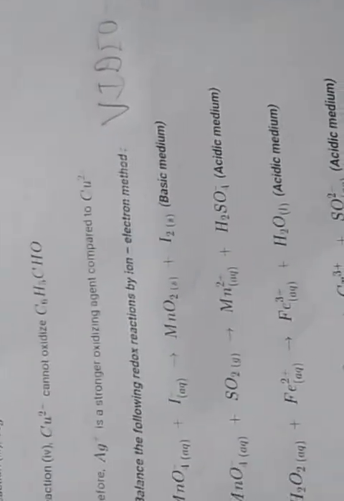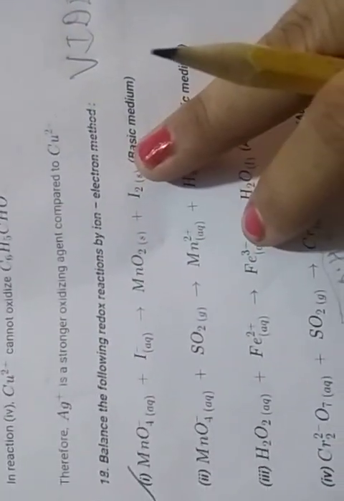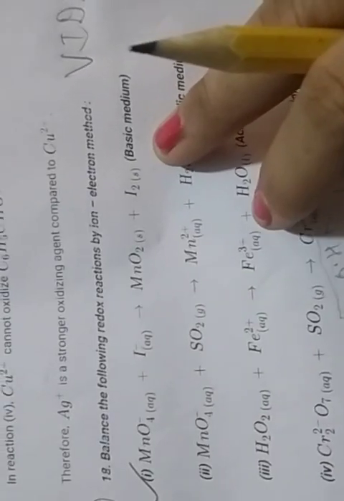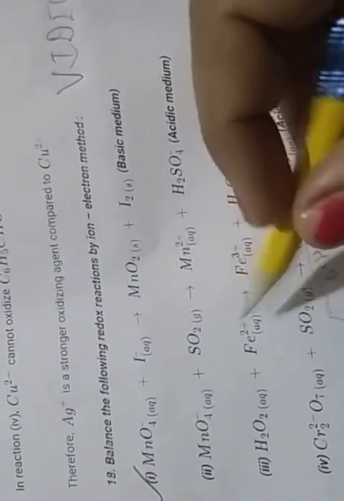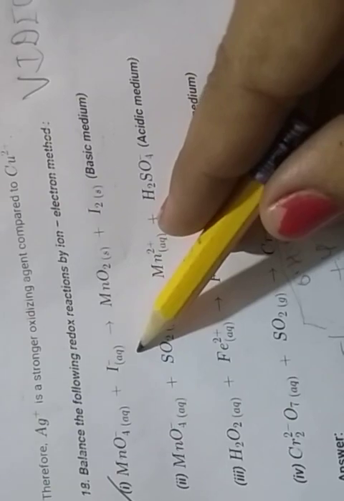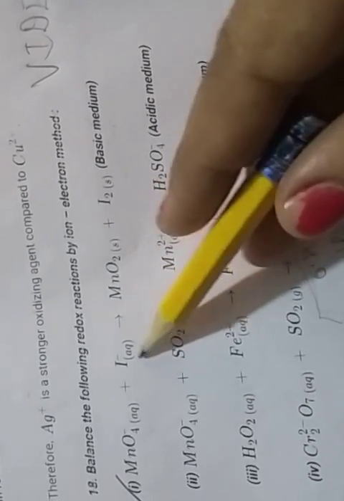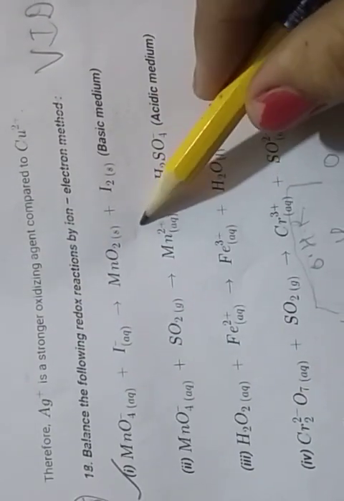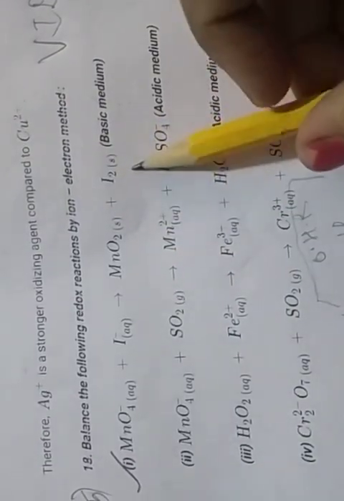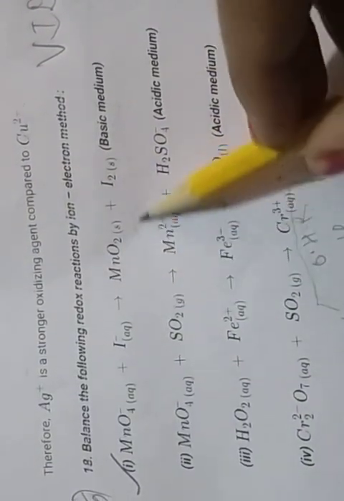In this video I will explain revision. So the question is: balance the following redox reaction by the ion electron method. See this first example: MnO4 minus plus iodide ion I minus convert into MnO2 plus I2. In basic medium we have to balance the following reaction.